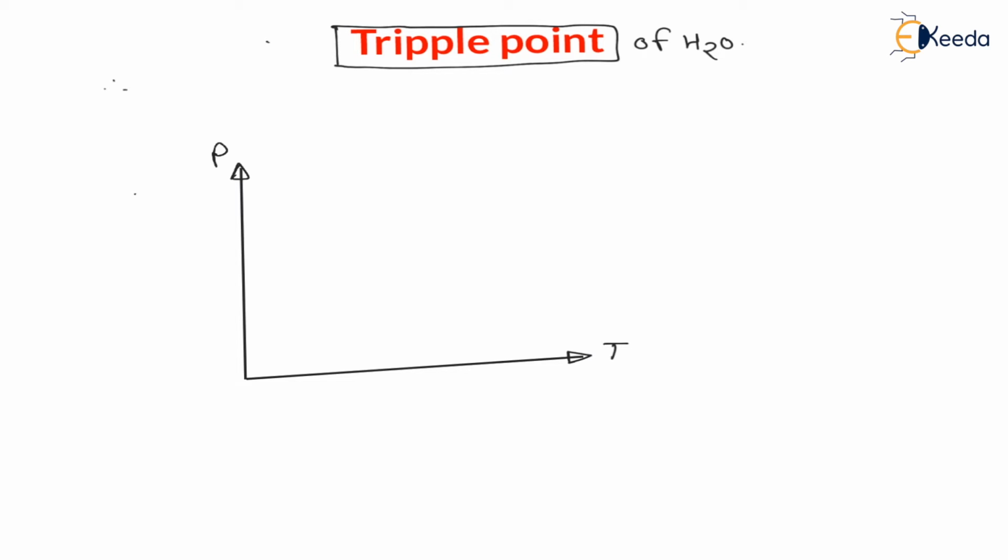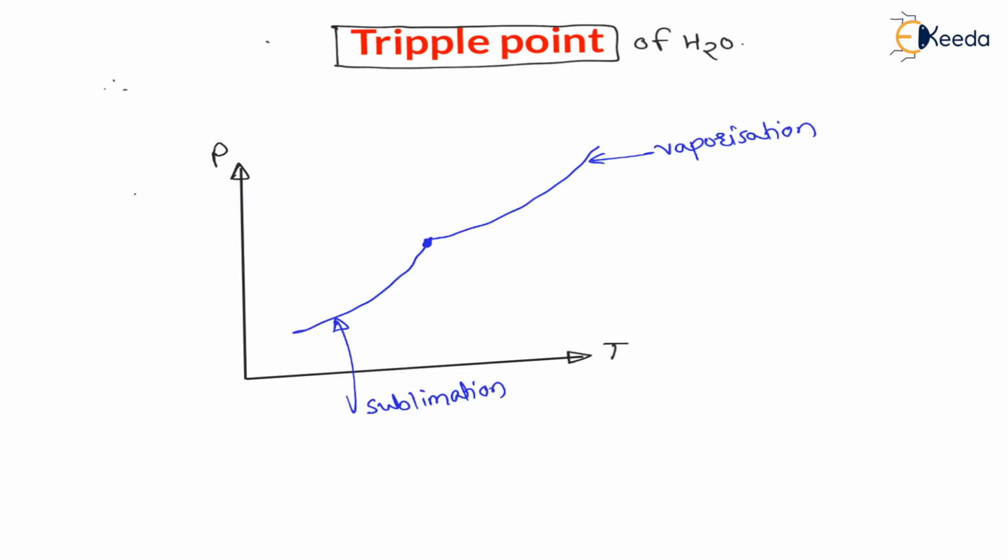Now there will be one line called sublimation line. This line is the sublimation line. Now we will see the meaning of all these lines. After the sublimation line, there will be a vaporization line. Here this line is the vaporization line. And there is one more line which is called the fusion line. The fusion line for water is like this. Now this line is called the fusion line.